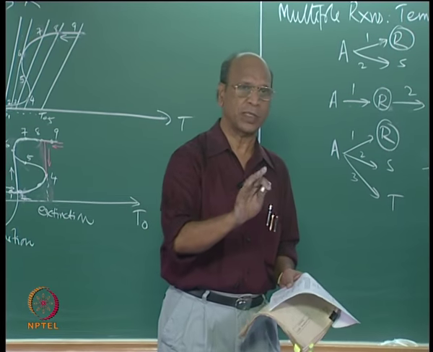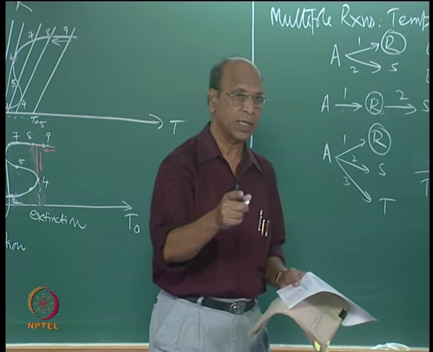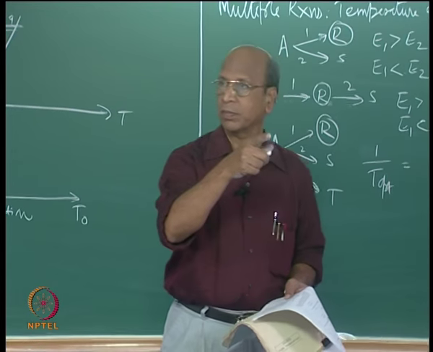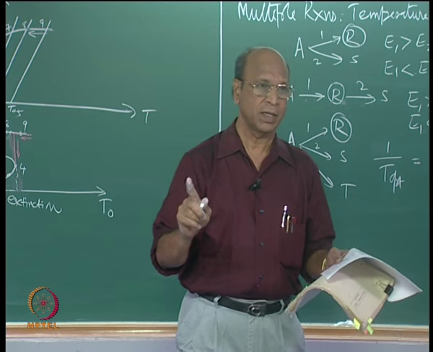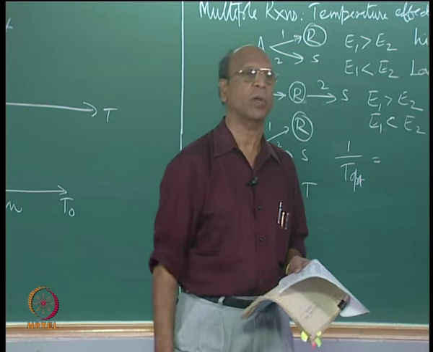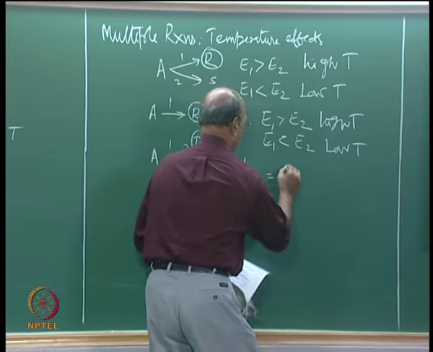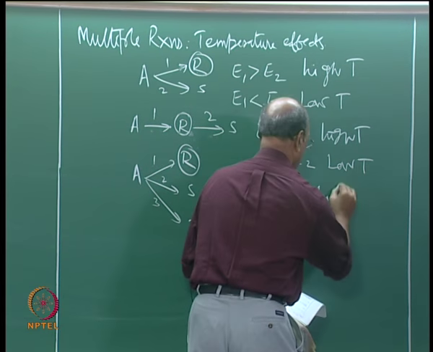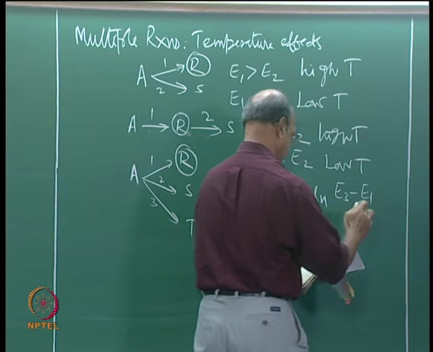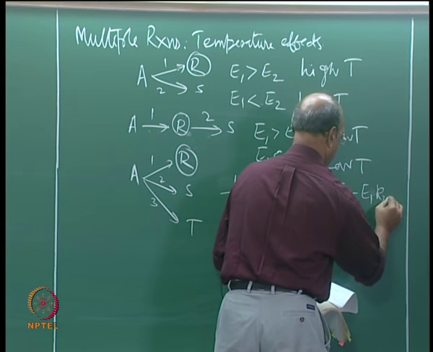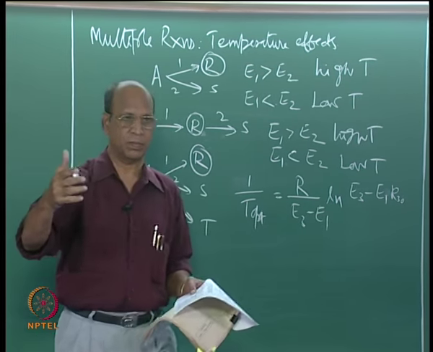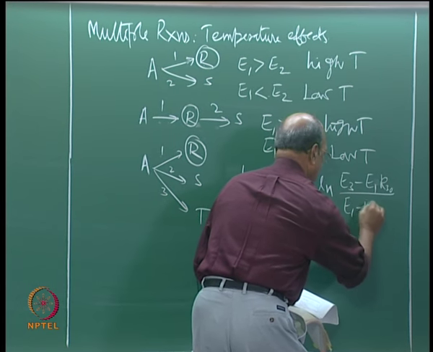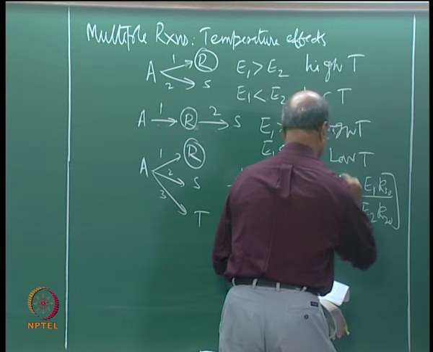It is very simple. The only thing is, you have to write the equation for the maximum, what is that? It is yield, not conversion, not rate. Both do not have any meaning here. You write an equation for yield and differentiate with respect to temperature. Then you will get this T opt. So, that equation is R by E3 minus E1 ln of (E3 minus E1) E1 k30, where k30 is the frequency factor for the third reaction, divided by (E1 minus E2) k20. So, that is the equation.